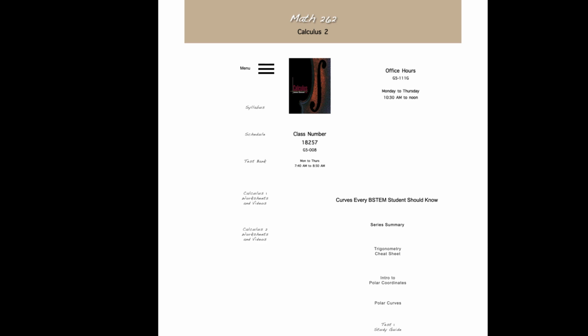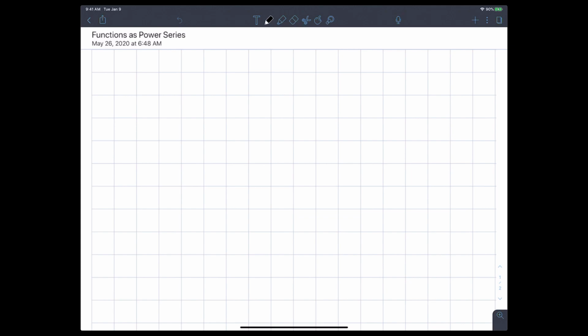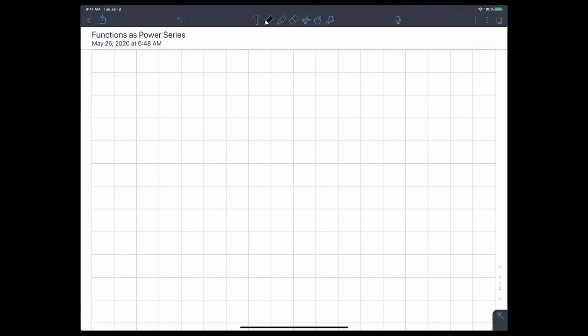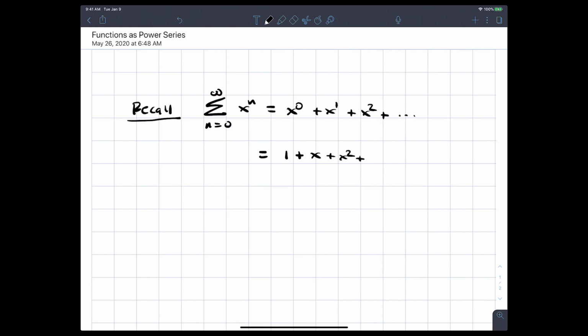And then here we have the power series representation with functions. Now, this is all based on one power series. So I want you to recall this particular power series: the sum n equals 0 to infinity of x to the n, which is x to the 0 plus x to the first power, x to the second power, and that goes on forever.